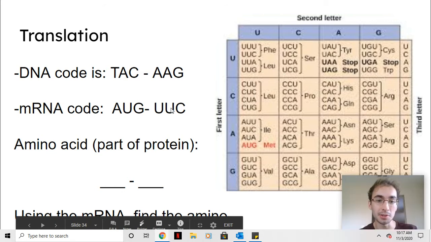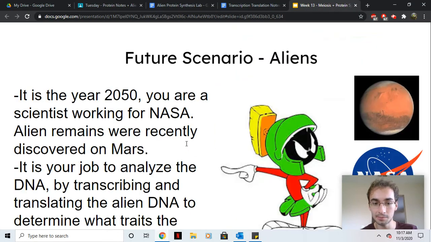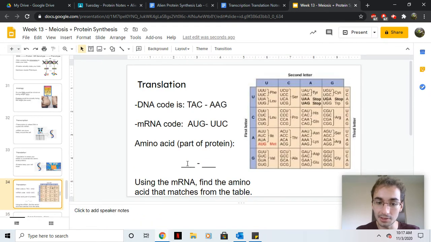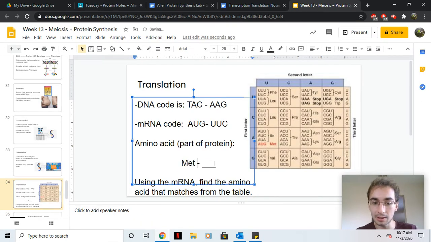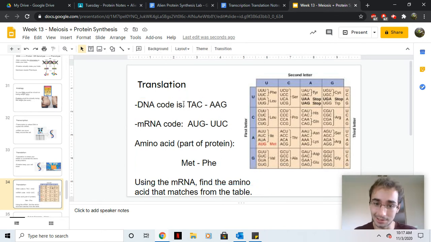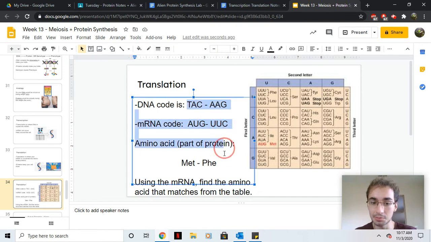And then the next one is UUC. So look up, find U, and then C is Phe. So the amino acids make up the protein. So it should be Met, and then Phe, for methionine and phenylalanine, but you don't need to know that stuff. So that's how you do it. That's how you convert DNA to mRNA to protein.